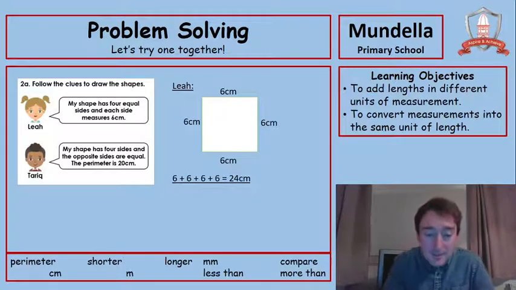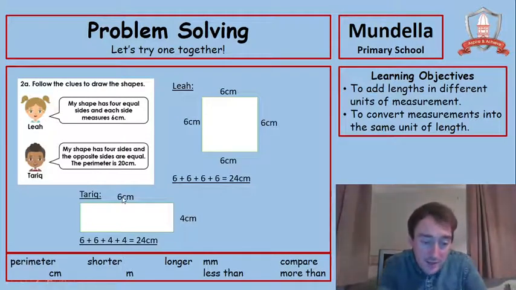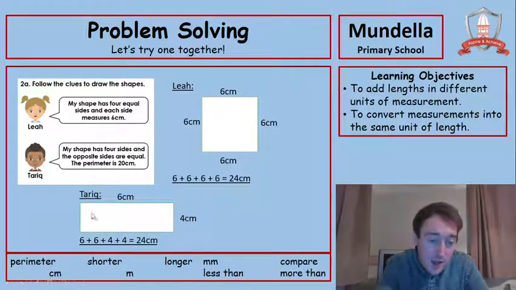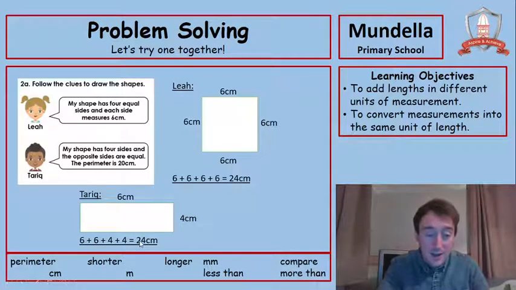Let's have a look at Tariq's. Tariq says that the opposite sides are equal. He didn't say that all of the sides are equal. He said only the opposite. So that means that 6 and 6 are here and 4 and 4 are here. Now if I add them together, I also get 24.